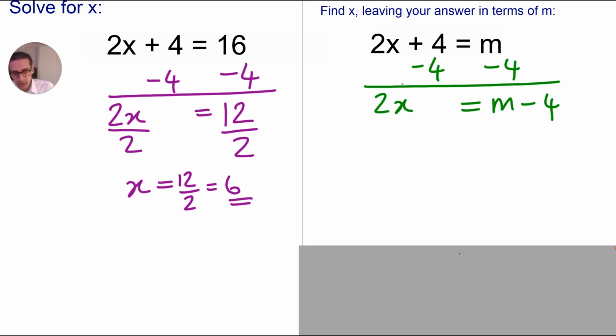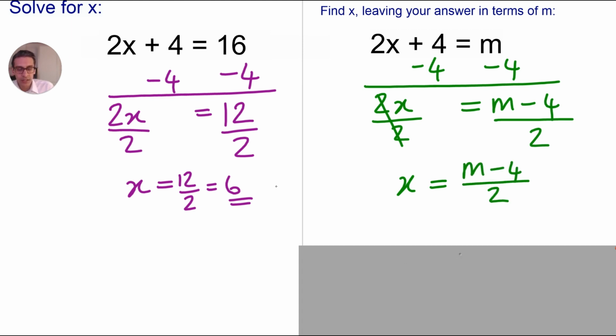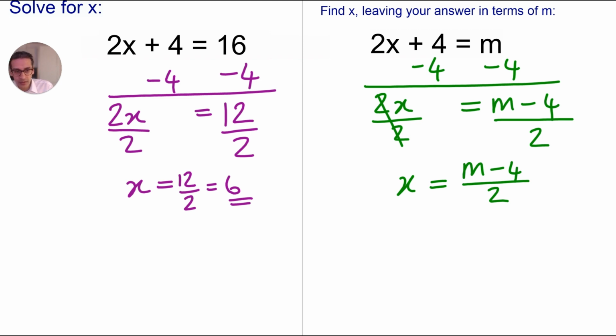Now I still have a 2x and I want 1x, so I'm going to divide by 2, divide by 2. Those cancel out, so I get x equals, and on the right hand side we just leave it as it is because we've just simplified it. M minus 4 all over 2. Now we can write this another way, but this is valid as a final answer. We could also split this up into 2 fractions. M over 2 take away 4 over 2.